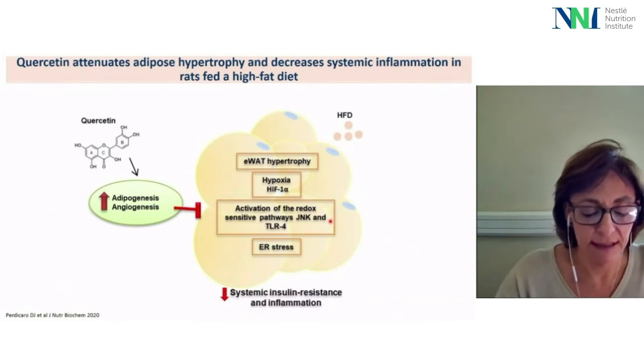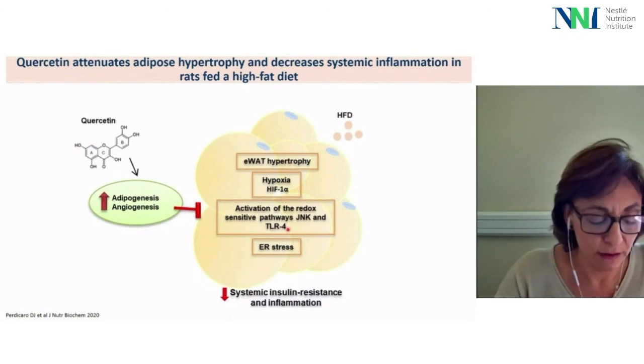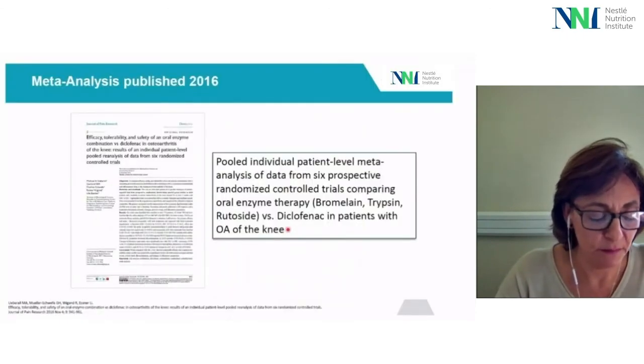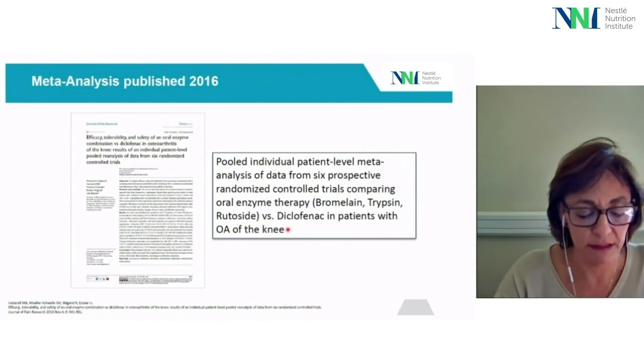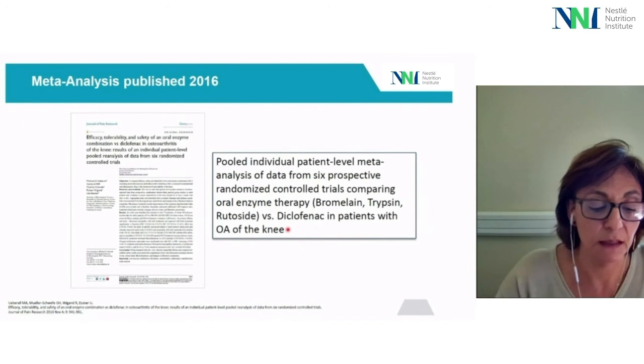Interestingly, recent data also suggests that these compounds could have a systemic effect through the modulation of fat tissue dysfunction associated with obesity. Quercetin administration decreased systemic inflammation and improved insulin resistance in rats fed with a high-fat diet, an effect that is mediated by the blockade of innate immune signaling. In line with all this data, a meta-analysis from different prospective trials comparing oral enzyme therapy with bromelain, trypsin, and rutoside versus diclofenac concluded that the combination of this drug was a safe treatment with comparable efficacy to that observed for diclofenac.